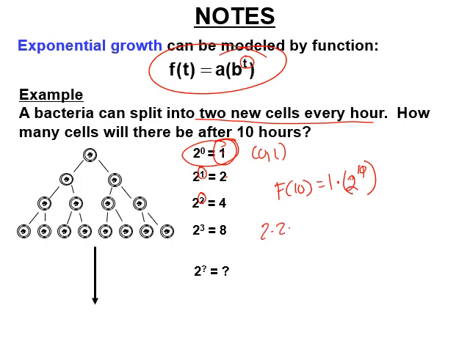So it's 1 times 2 to the 10th. So 2 times 2 is 4, times 2 is 8, times 2 is 16, times 2 is 32, times 2 is 64, times 2 is 128, times 2 is 256, times 2 is 512. 1, 2, 3, 4, 5, 6, 7, 8, 9. 512 times 2, 1,024. Oops, I should write times 2. So at 10 hours later, when you had 1 bacteria, now you have 1,024. Right? That is exponential growth. 2 to the 10th, because it's 10 hours later and it's doubling every hour, every time period.